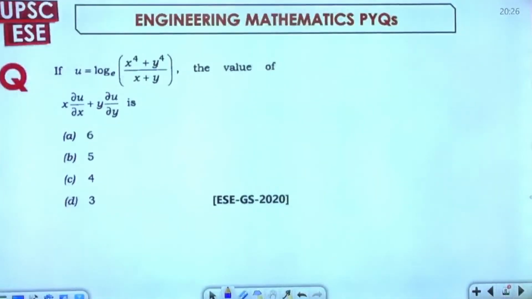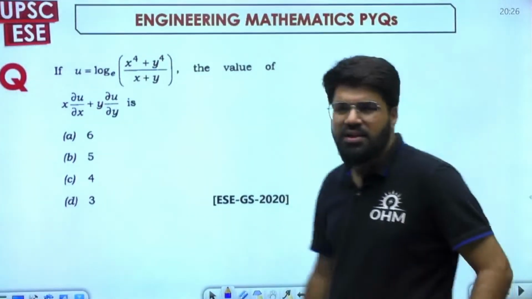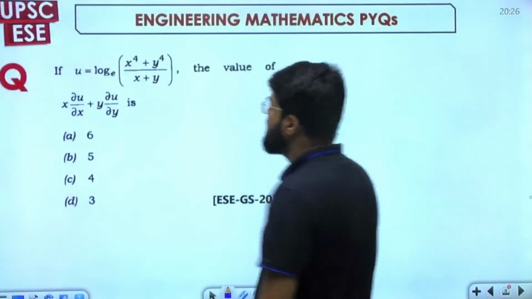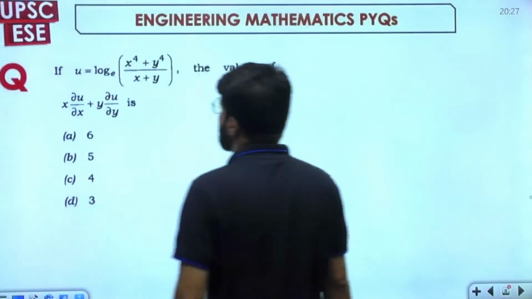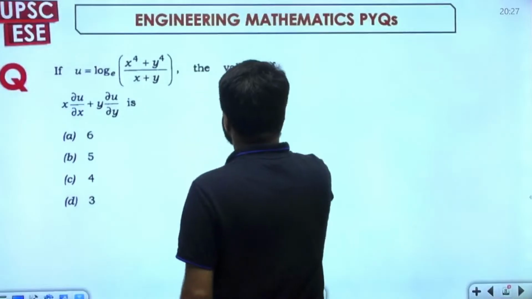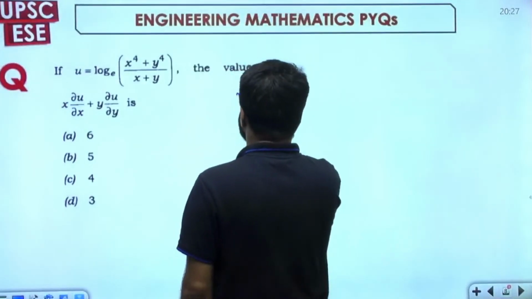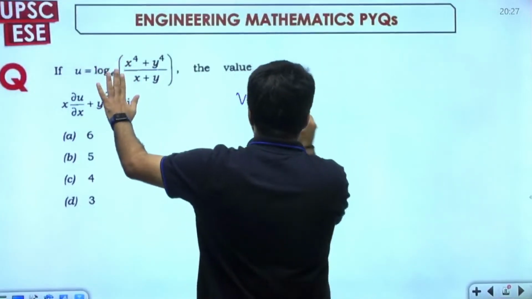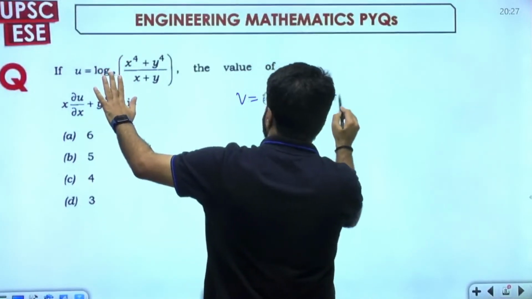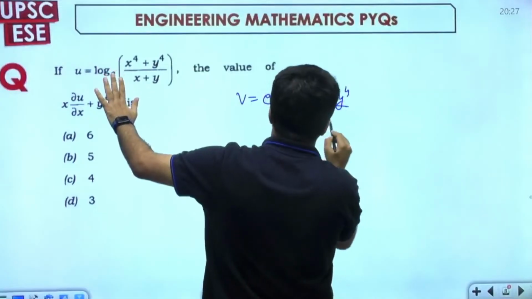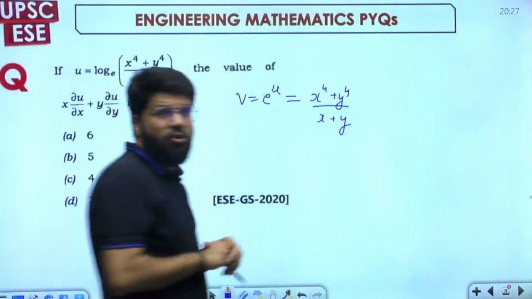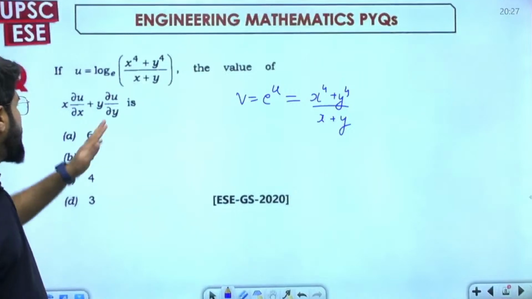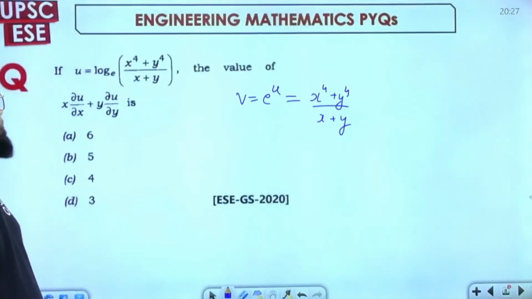Next question. This is very easy. Neither calculations are lengthy nor concept. Euler's theorem basically. u is equal to ln of (x power 4 plus y power 4) upon (x plus y). So what we can do is take v, which is exponent of u. Why? Because if you take exponent of u, the right side log will cancel and you will have ratio of two polynomial functions, which you can check for homogeneity. x power 4 plus y power 4 upon x plus y.